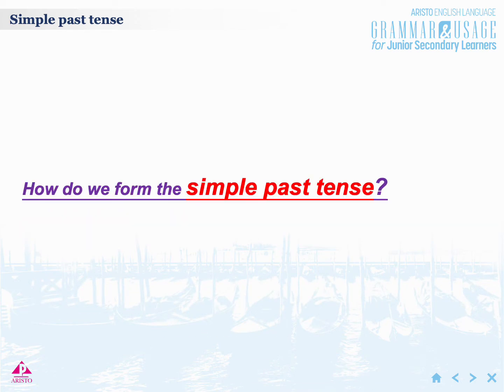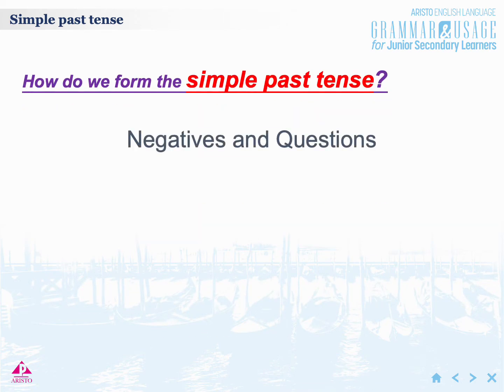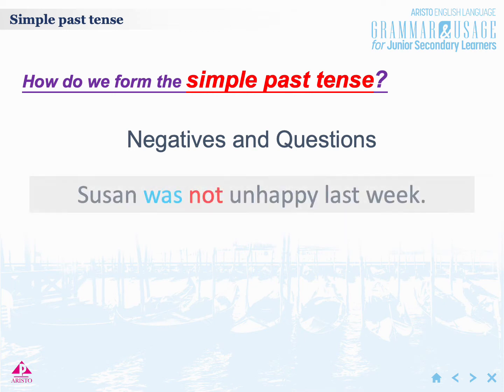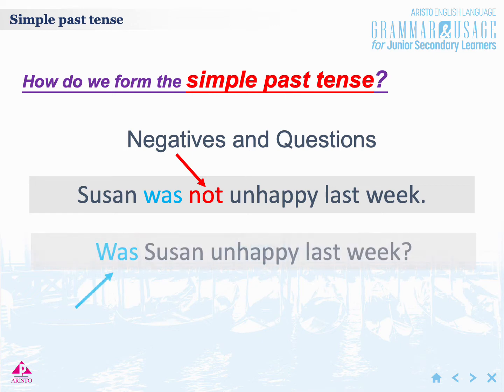Now let's look at how we can form negatives and questions in the simple past tense. If we want to talk about the negative, we add not after was or were. In order to ask questions in the simple past tense, we put the was or were at the start of the question, like this. Was Susan unhappy last week?